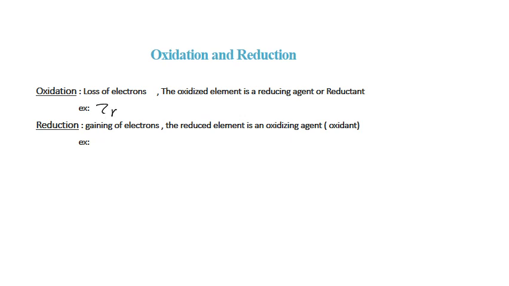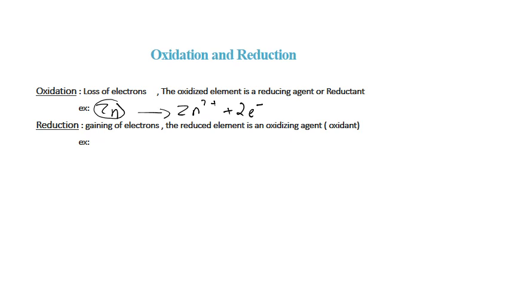For example, zinc metal can lose 2 electrons to become Zn2+, it becomes an ion. This reaction is an oxidation half reaction. So since zinc undergoes oxidation, it is known as a reducing agent or reductant.